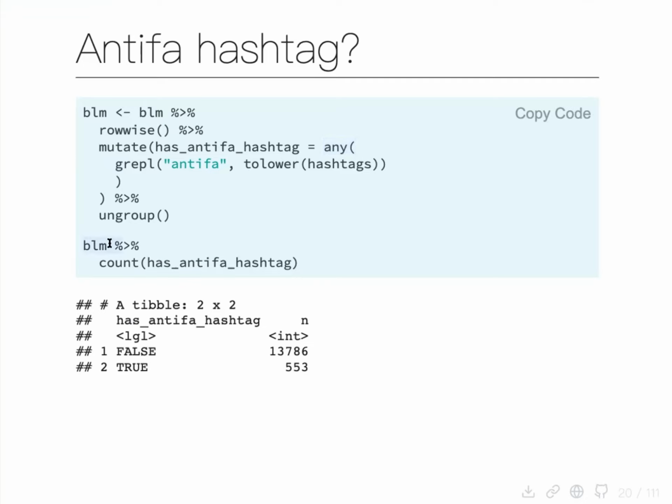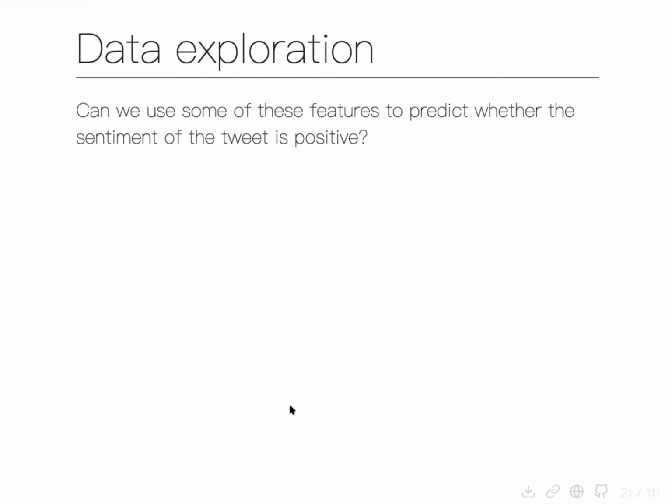And so then I can say BLM count has Antifa hashtag, and we can see about 553 out of the 14,000-ish that we have left after I removed neutral sentiment have the Antifa hashtag. Okay, so that's one way we can pull more information out of this.